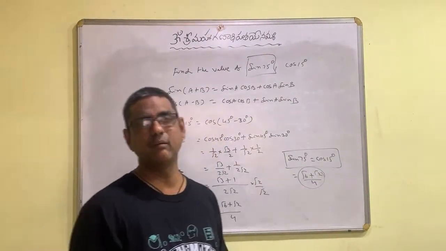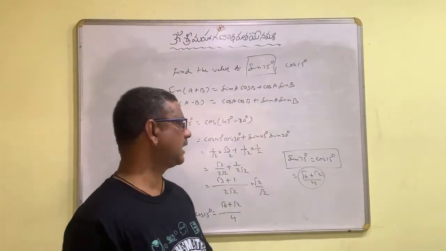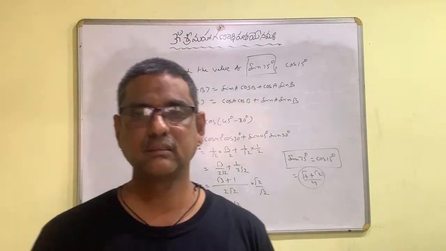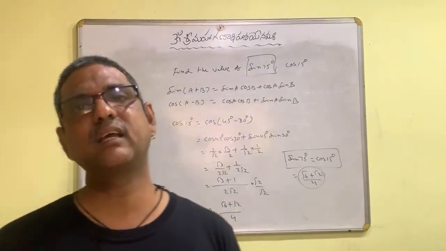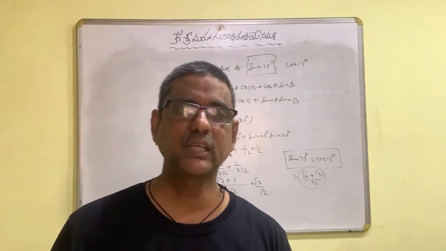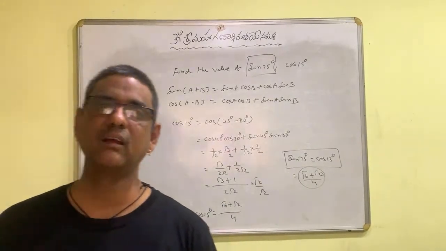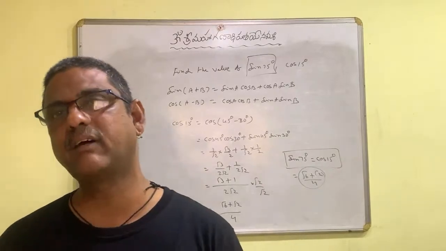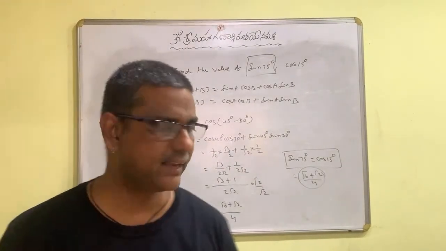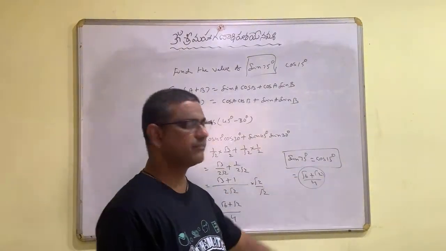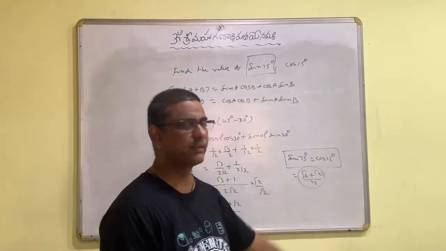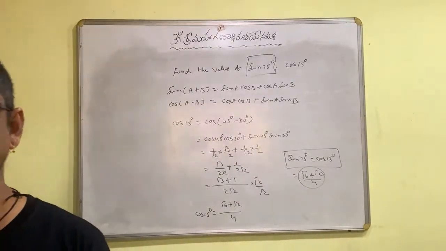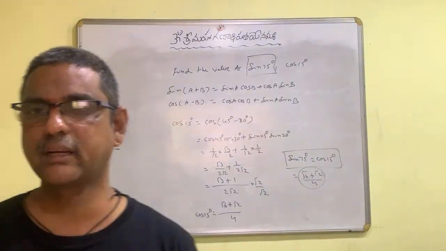See, it will surely be like that only because 75 plus 15 is 90, complementary angles. So sin 60 and cos 30 are equal, sin 30 and cos 60 are equal, sin 0 and cos 90 are equal, sin 45 and cos 45 are equal. Automatically sin 75 and cos 15 are also equal because 75 plus 15 is 90, complementary angles. Keep that in mind, children.